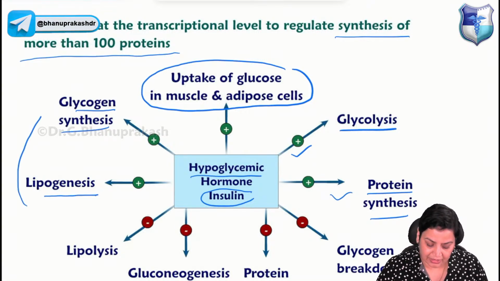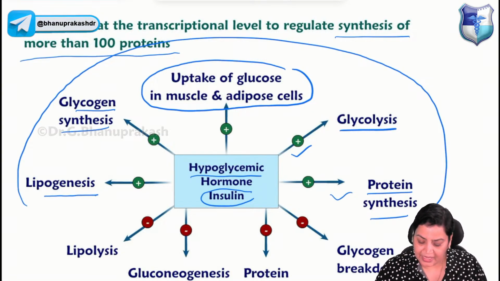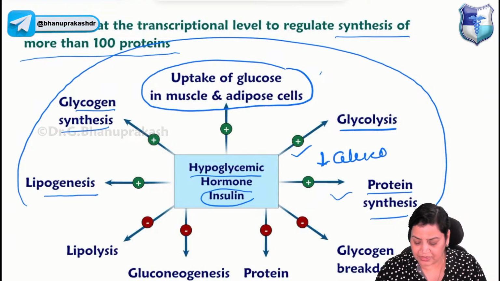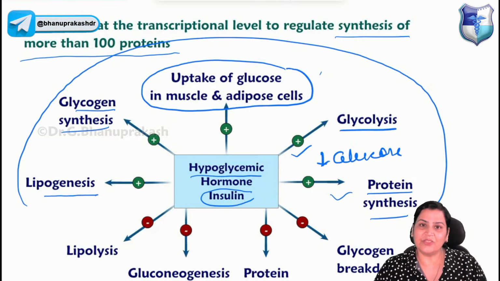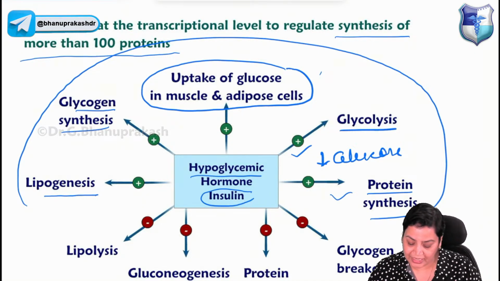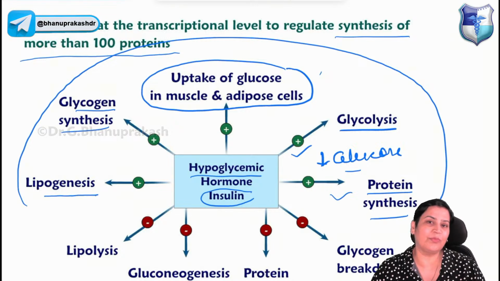So these are the processes which will decrease the concentration of glucose. And that is what insulin is meant for. So if insulin is increasing the uptake, what are the processes which will be inhibited by it?